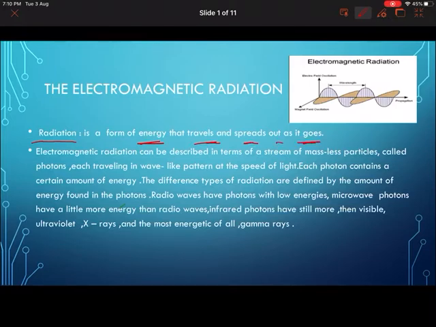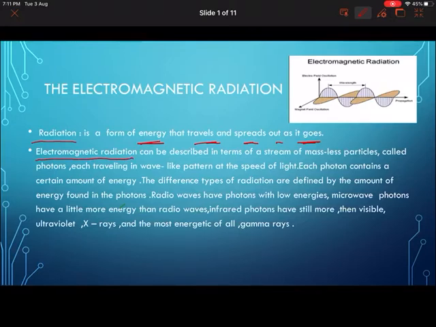In our life, we know so many types of energies. There are potential energy, kinetic energy, chemical energy, and so on. Radiation is one of these forms, characterized by the fact that it travels and spreads out as it goes. So this is the definition of radiation. Moving to electromagnetic radiation.